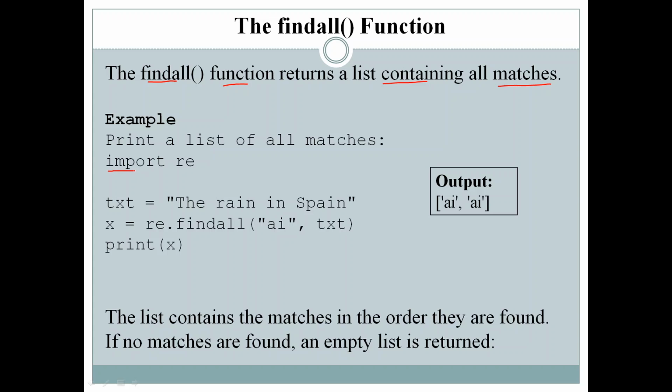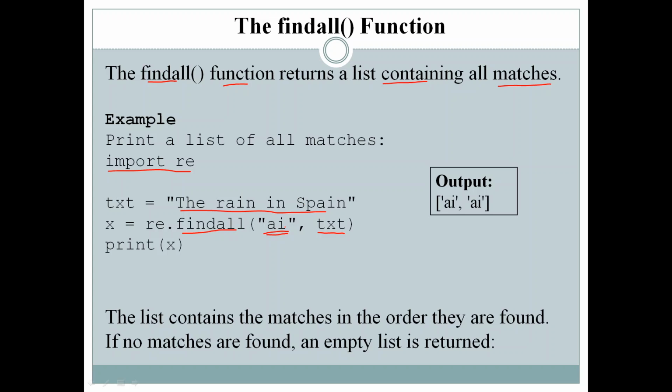In our program, first we have imported the module re, and then we have the text "The rain in Spain". Then we are searching for the pattern "ai" in the text. What are we searching for? We are searching for "ai", by using the method findall. How is findall used? re.findall, and we are passing the pattern "ai", and where we are searching it is the txt variable. The txt variable contains "The rain in Spain".